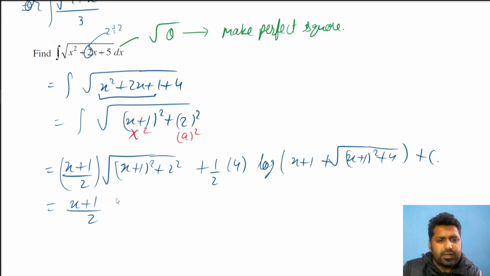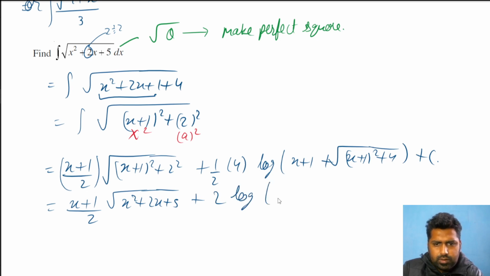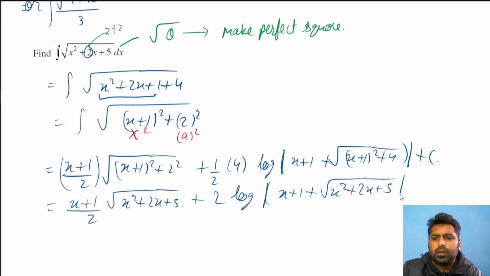From the integration point of view, they are very simple. So this is again nothing but, if we simplify this, we get the original expression, that is, x square plus 2x plus 5, plus this becomes 2 log, this should be in mod, mod of x plus 1 plus the square root of, again, x square plus 2x plus 5, plus c. That's your answer.